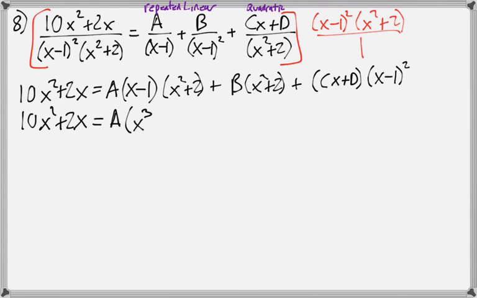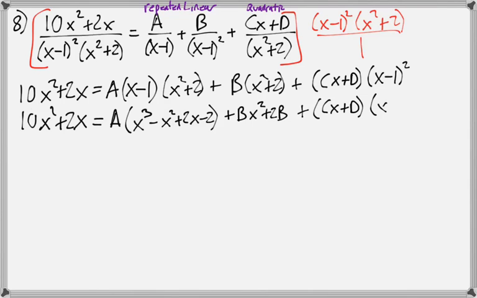If we FOIL this first one, it's going to be x cubed minus x squared plus 2x minus 2, all multiplied by a, then plus bx squared plus 2b. Then I want to FOIL the x minus 1 squared first to get x squared minus 2x plus 1.